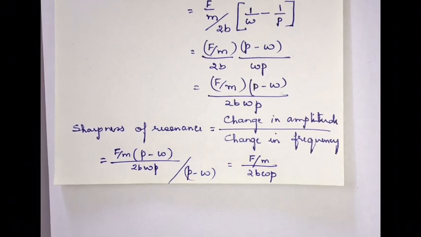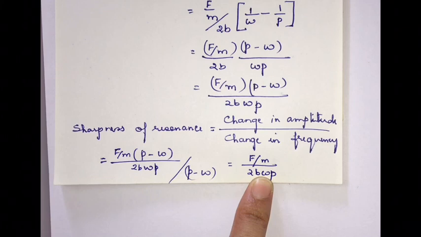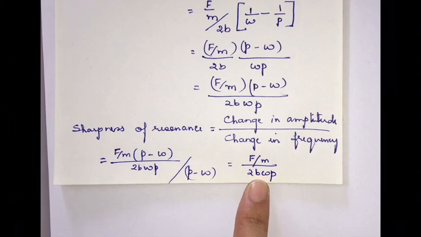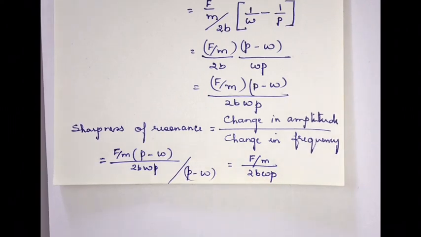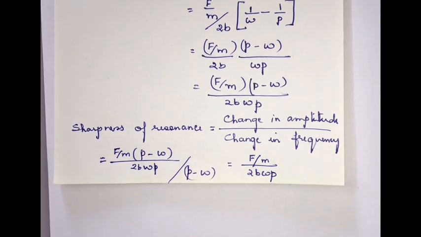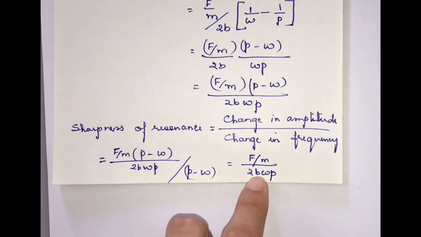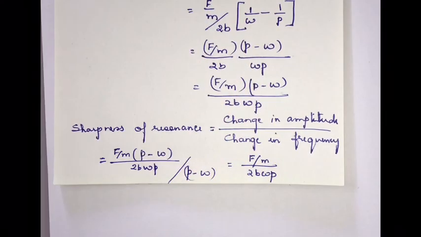If you observe this equation, you can see that the sharpness of resonance depends inversely on the value of b, or in other words, the rate at which the change in amplitude occurs near the resonance depends upon the damping. For small damping, the rate is high and the resonance is said to be sharp, and for heavy damping it will be low and the resonance is said to be flat.